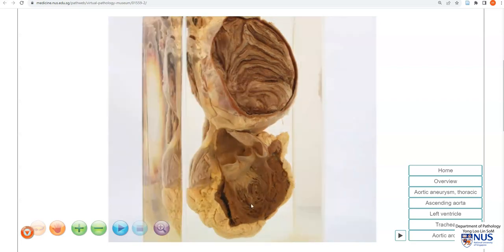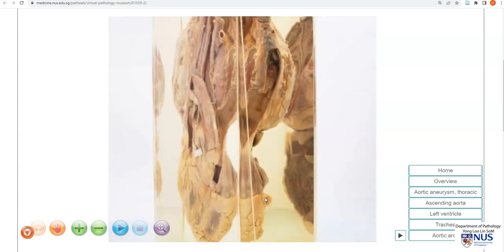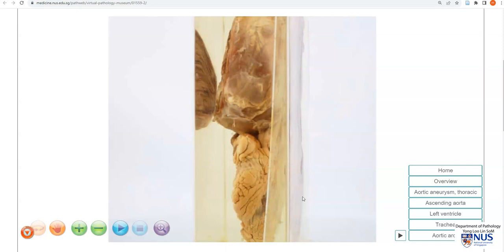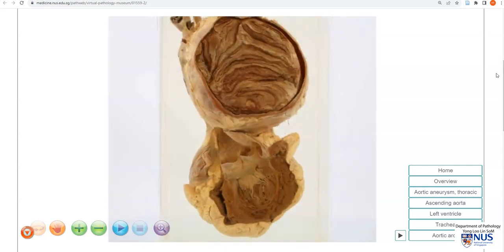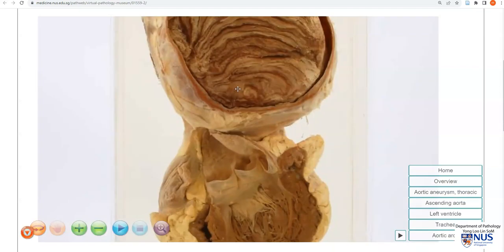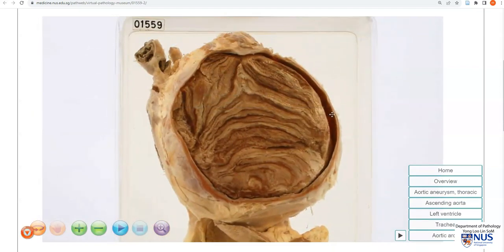Rotating this, we can see a little bit more into the right ventricle, and then posteriorly we have the right atrium, right ventricle, and again the left atrial appendage. There is a marked dilatation of the ascending aorta, and if we look more closely within this dilated area of the aneurysm, we can see that it is filled with this laminated structure.